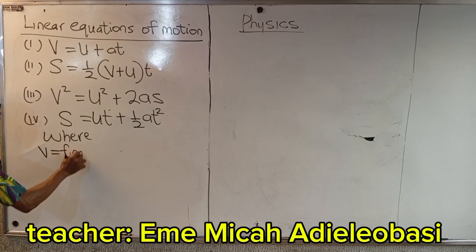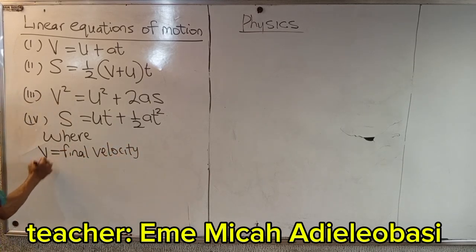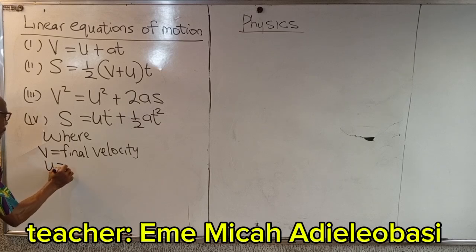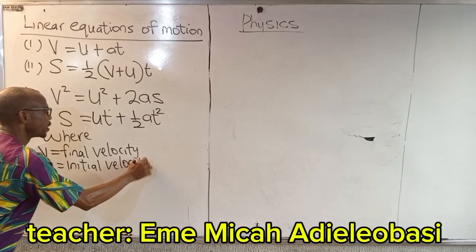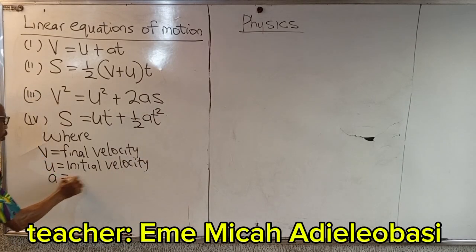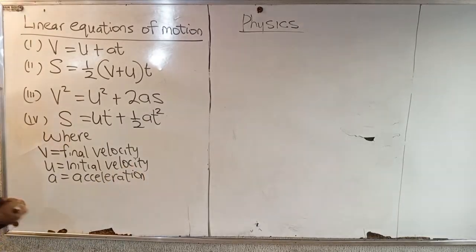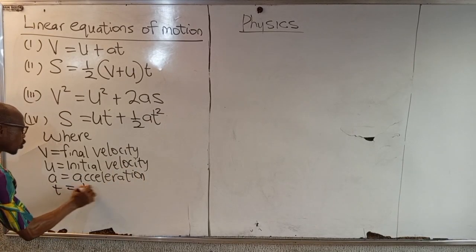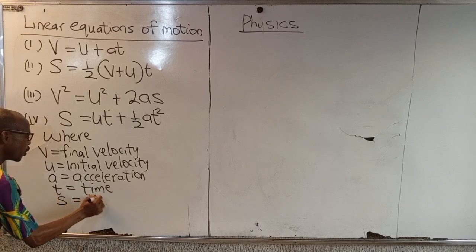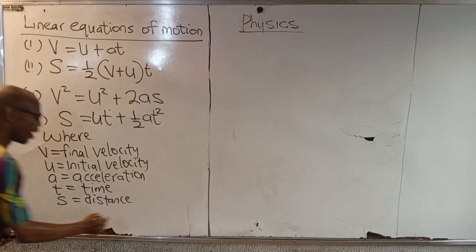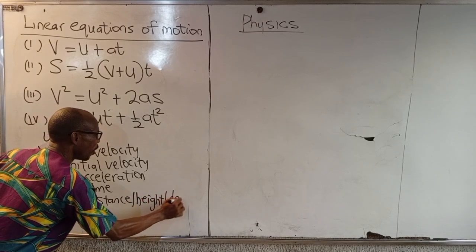Where our V is equal to our final velocity. Our U is equal to initial velocity. Our A is equal to acceleration. Our T is equal to time. And our X is equal to distance. It can also stand for height, and it can also stand for depth.